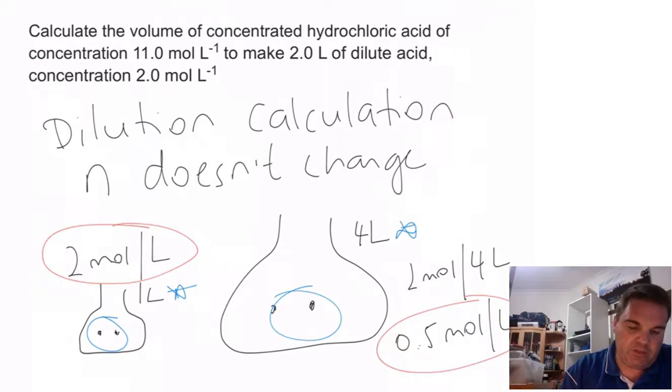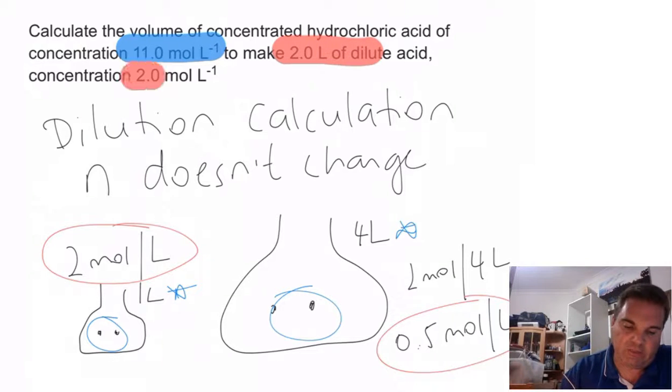So looking at the question, we've got 11 moles per litre of hydrochloric acid, and we're going to be using it to make 2 litres of dilute acid of concentration 2 moles per litre. So what we do is use a pretty simple equation, which I'm going to go through here, and I'm going to show you it is C1V1 equals C2V2.